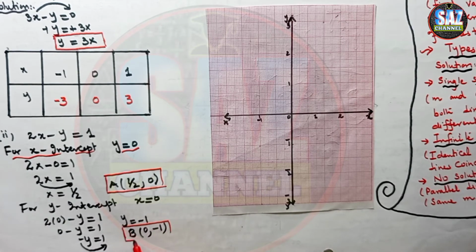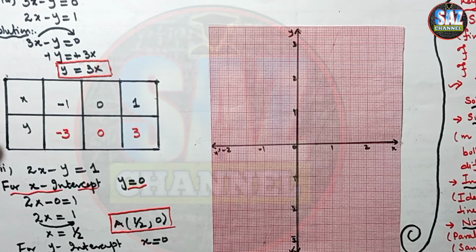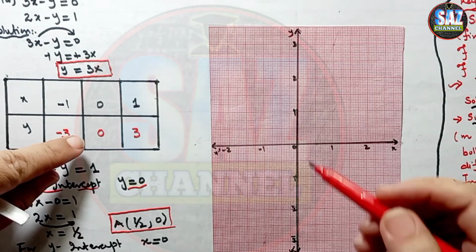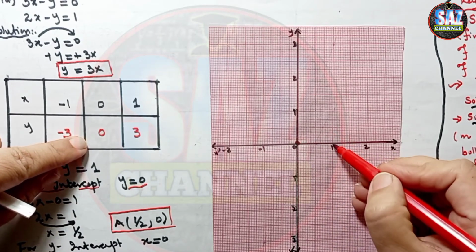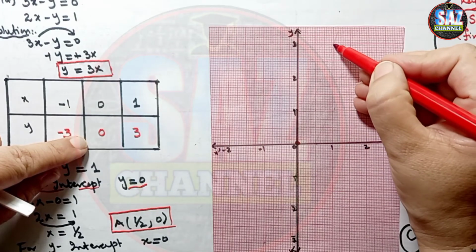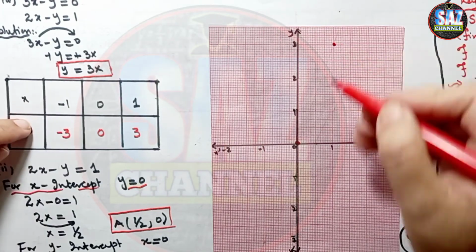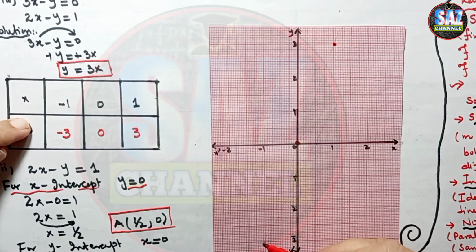Now, as the question says, use graphical method to solve the simultaneous equations. It means that we have to put both the lines on the same graph paper and see at what point the lines are cutting or meeting each other. Let's move to drawing the first line: when x equals 0, y will be equal to 0, so the first point will be coming at this place. When x is 1, y is 3, so the point will be coming over here. And when x is minus 1, y is minus 3, so the point will be coming at this place, minus 1 with minus 3.